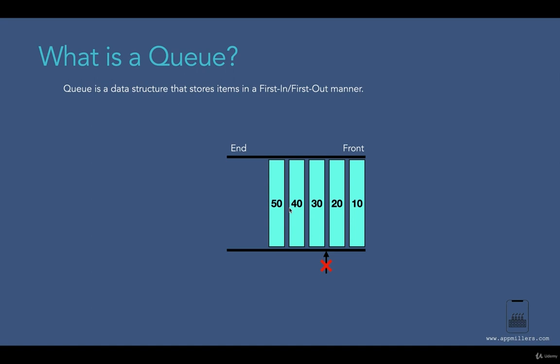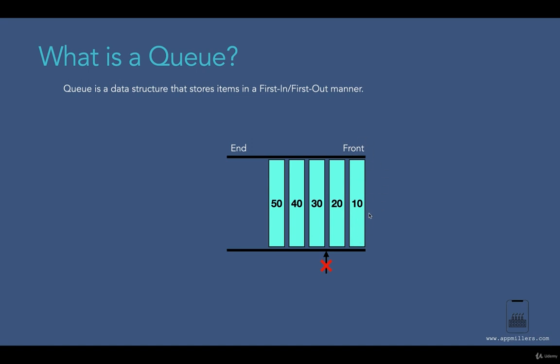So as we see in the real life queue, whenever a new person comes, she or he stays at the end of the queue, and here also whenever a new element comes, it stays at the end of the queue. Now if we want to take an element out of this queue, we have to start taking it from the front of the queue.